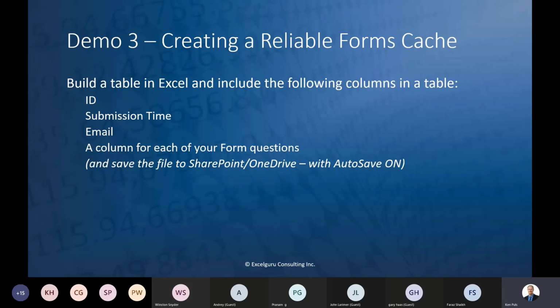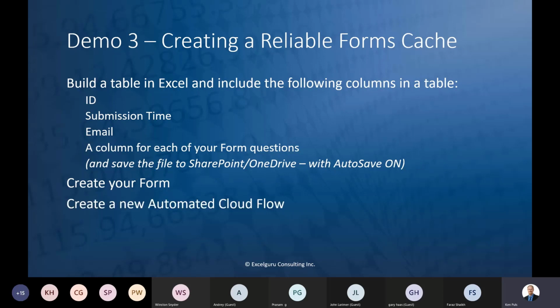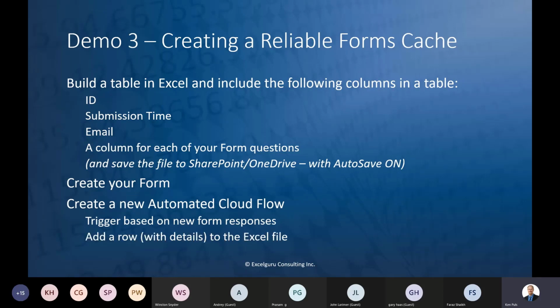If you've still got it open, then what you can do is create your form, and then we can create a new automated cloud flow like we did for DevOps, which we trigger on a new form response, and then we add a row with details to the Excel file. At that point, every time somebody fills out the submission, boom, it gets added to the Excel file.